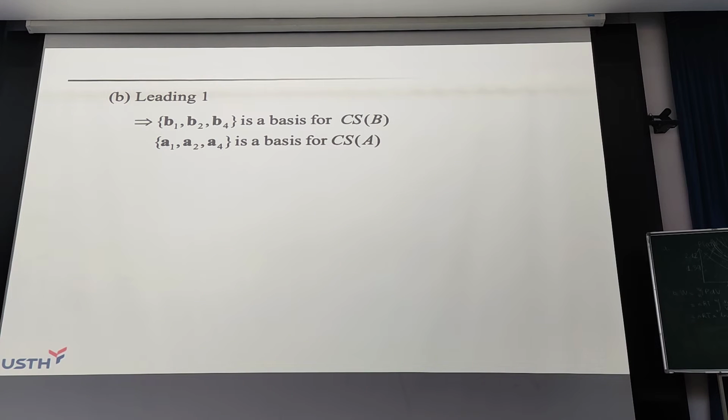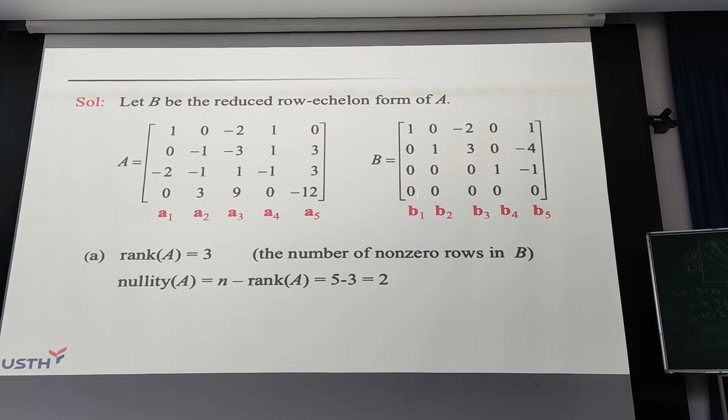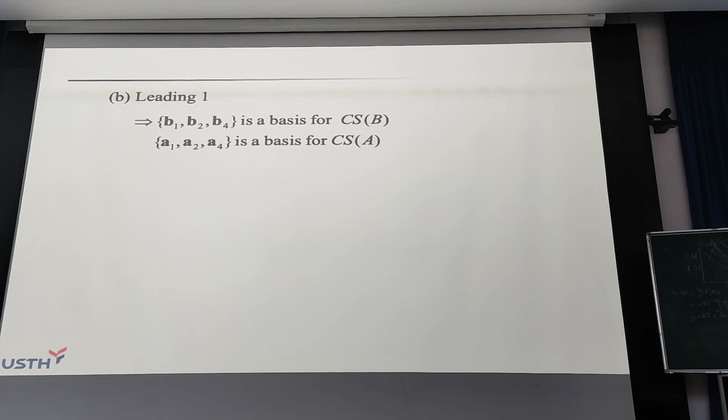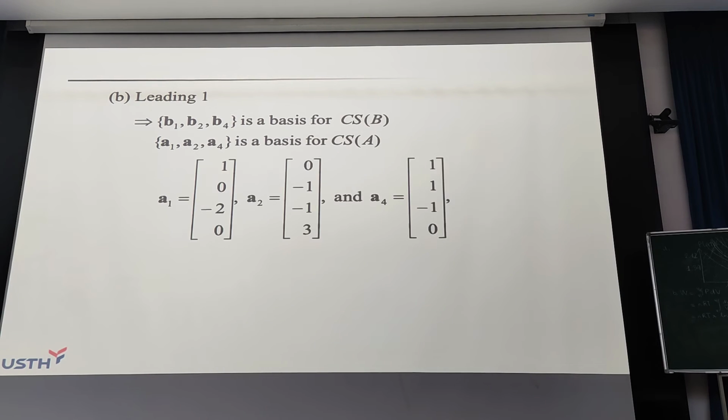And for the leading ones, as I told you, the first column, second column, and fourth column contain the leading one, so those columns will be a basis for the column space of B. It means that A1, A2, and A4 will be a basis for the column space of A. So that is the next one. We put A1 here, A2 here, and A4 here. That is a subset of columns of A.